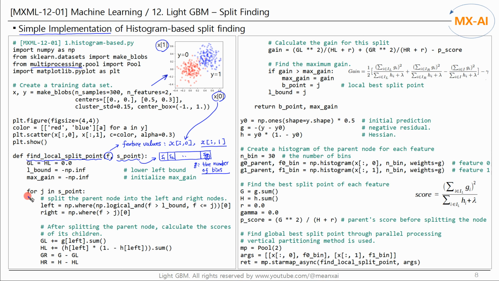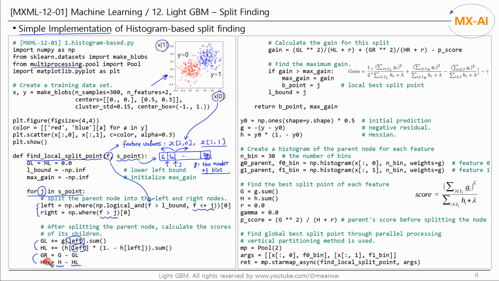Then candidates are read one by one from the S point list. J denotes the candidate. Use this candidate J to split the feature values into left and right. Assign the data points smaller than J to the left node, and the data points greater than J to the right node. And calculate the GL and HL using the data points in the left node. Then calculate the GR and HR of the right node using the G and H of the parent node and GL and HL of the left node.